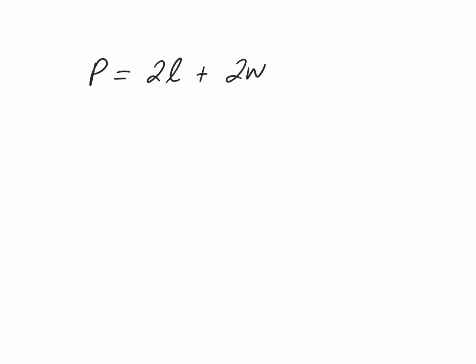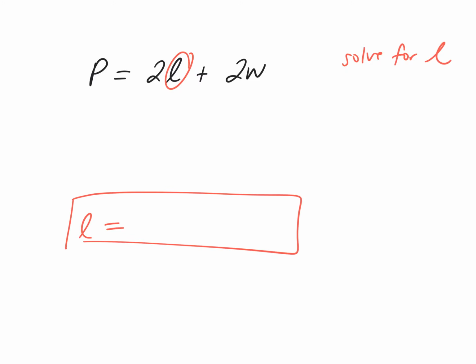Okay. So here's the formula for the perimeter of a rectangle. P equals 2L plus 2W. Solve for L. So we're trying to get L by itself. What does L equal? So you subtract 2W from both sides? Yeah, so P minus 2W equals 2L.